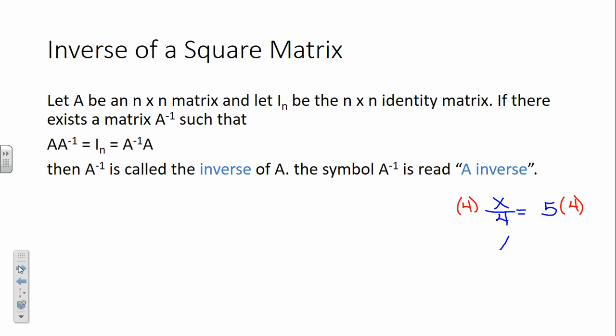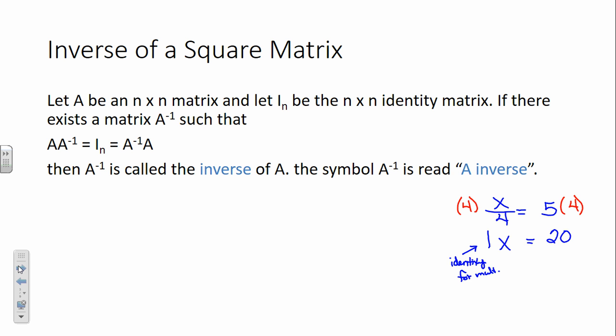X. But it's not really just x, it's 1x. 1 is the identity for multiplication. Anything times 1, we get itself back, right? So that's the identity for multiplication. And so we would end up with 1x equals 20. Okay, so far so good?